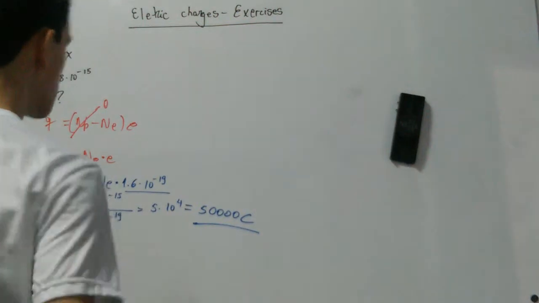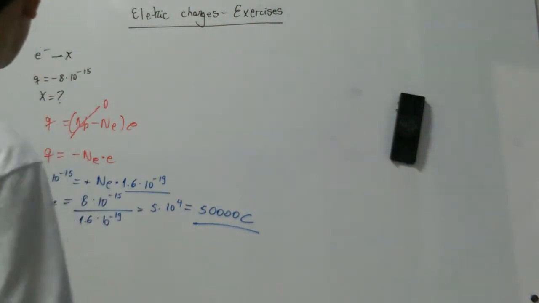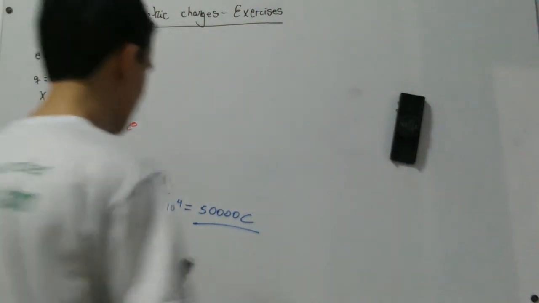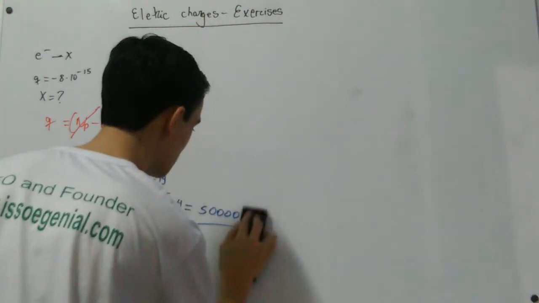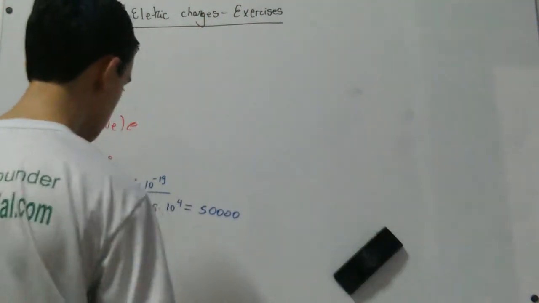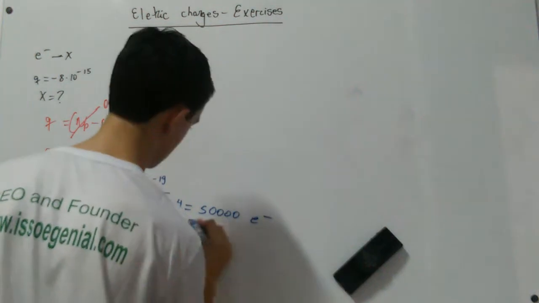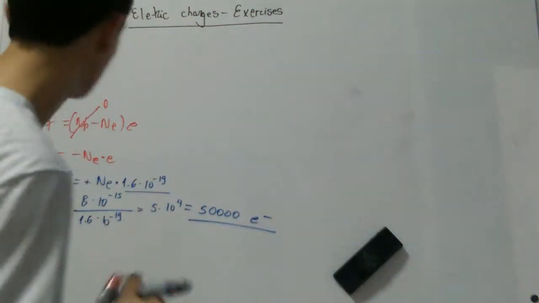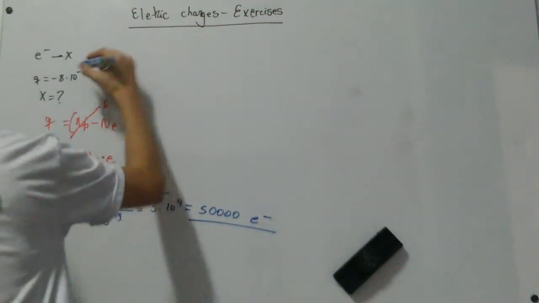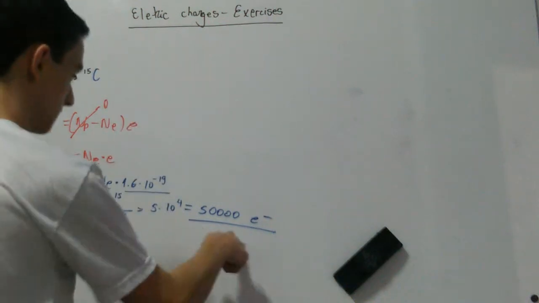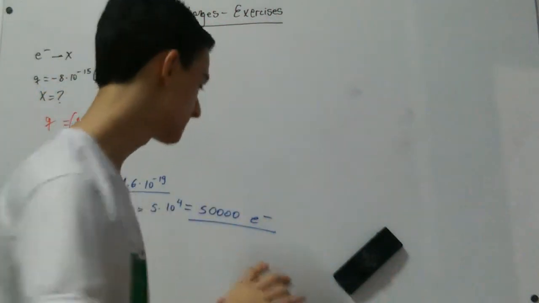This means 50,000 coulomb is the value, sorry, it isn't coulomb here. 50,000 is the number of electrons. Okay. Coulomb is the unit for charge. Here is coulomb. Here is the number of electrons. So we solved our first exercise.